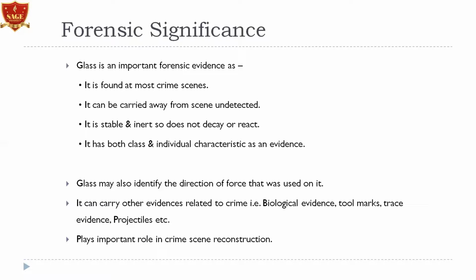Now, when we talk about glass as a forensic evidence, what exactly we aim towards? Glass is the most important evidence that can be found at the crime scene. It can be carried away from the scene undetected. It is stable and inert so that it cannot decay or react with any other material. Glass may also identify the direction of force that was used on it. It can carry other evidences related to crime, example biological evidences, tool marks, trace evidences, projectiles, etc. And it plays the most important role in reconstructing a crime scene.